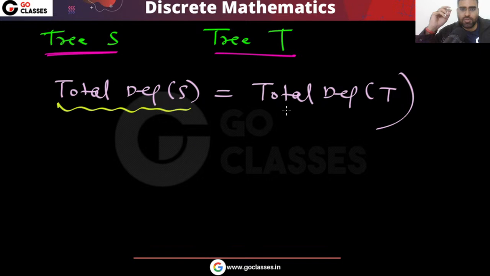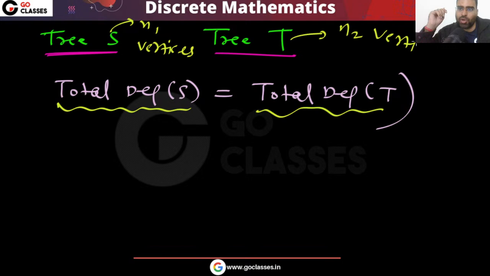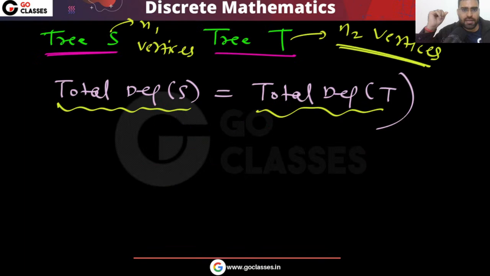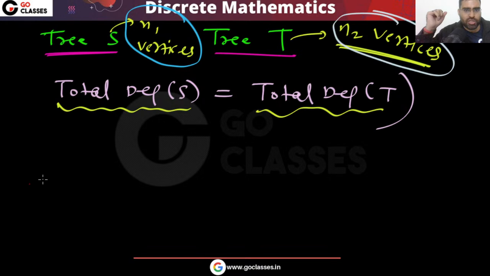Let me assume this has N1 vertices, because these are different trees. Let's assume this has N2 vertices. We don't know how many vertices they have, right? The question is saying different trees. You have two different trees. So let's assume S has N1 vertices, and let's assume T has N2 vertices. So what is the total degree of S?